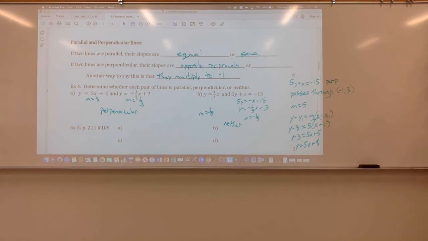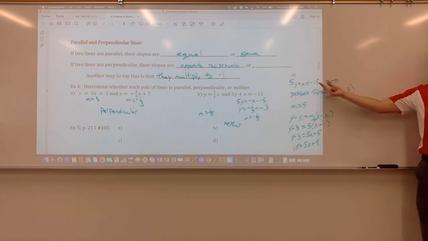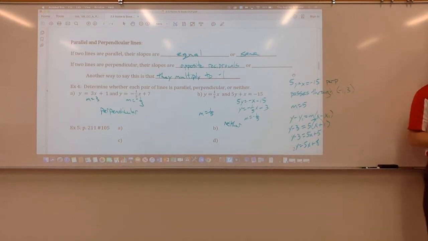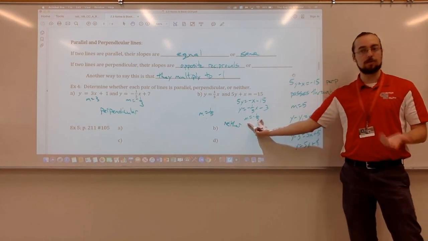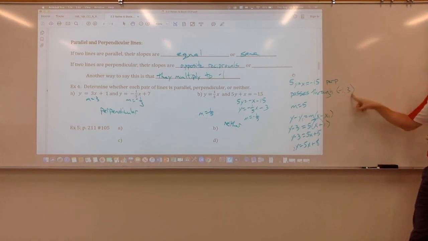Okay. We could do a similar thing with parallel. If I instead said write the equation of a line parallel to this one that goes through the point -1, 3, well, if I'm doing parallel, I would just use the same slope. I would choose -1/5 to be my slope. Plug this point into point slope.